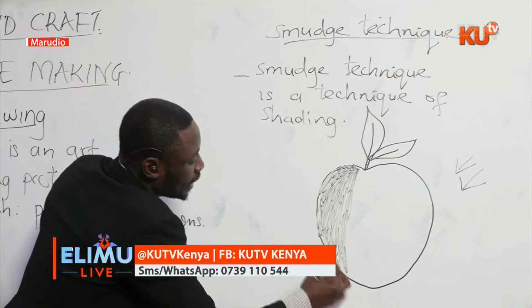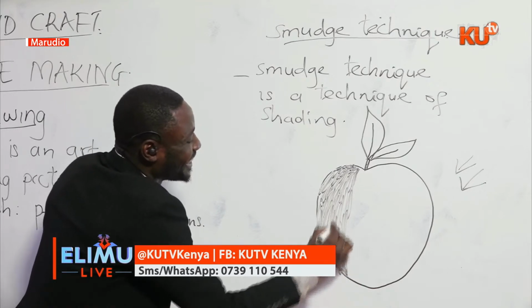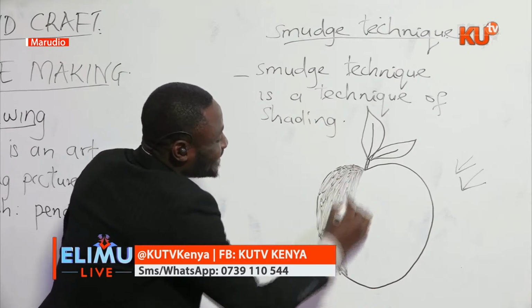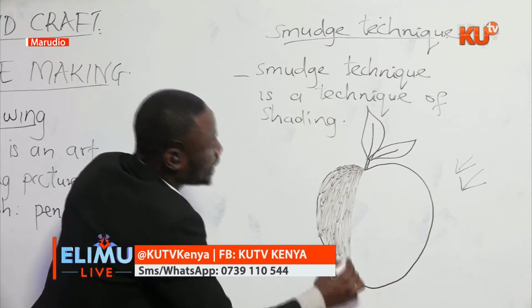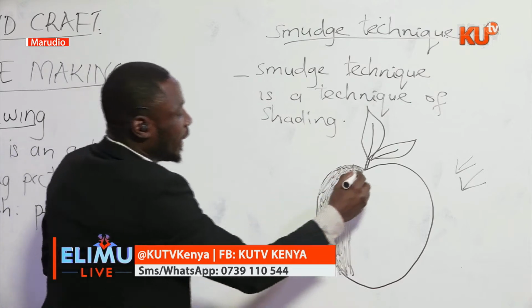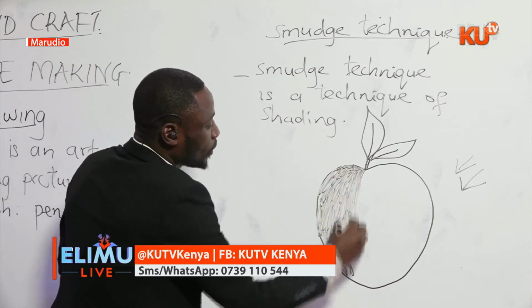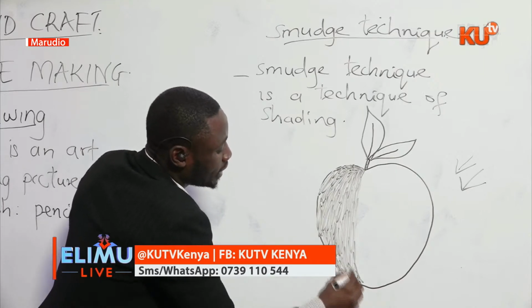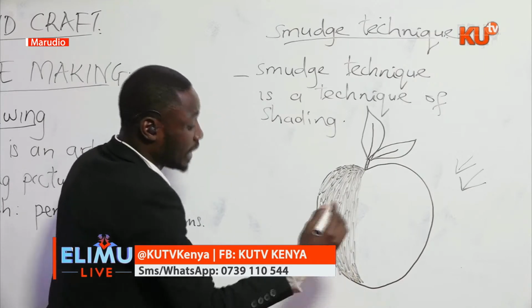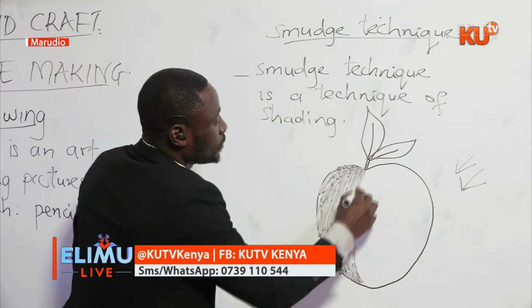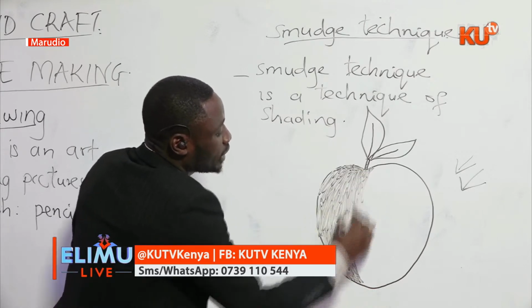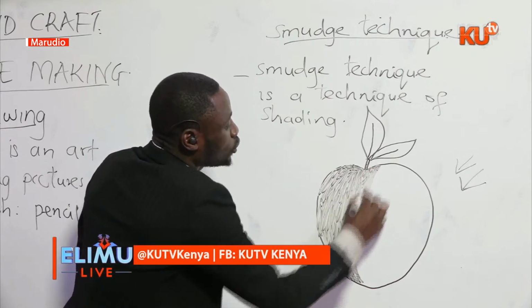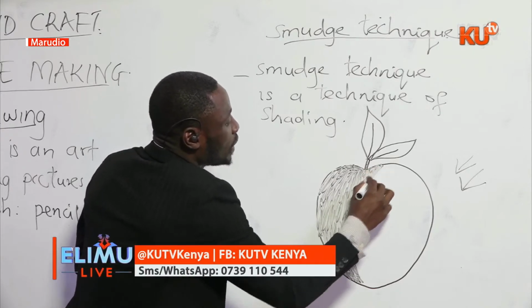Okay. And like I said earlier, my pineapple, I chose this side, the left hand side, to be darker, because that side is where there is no light, or there is less light. This other side that has more light will have less shade.